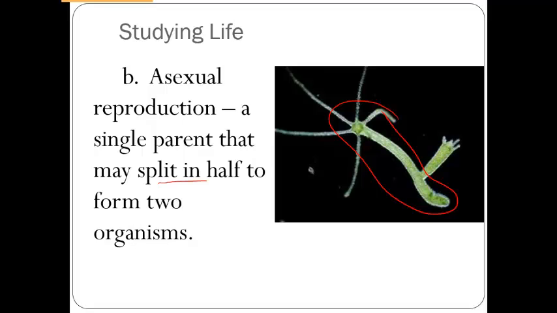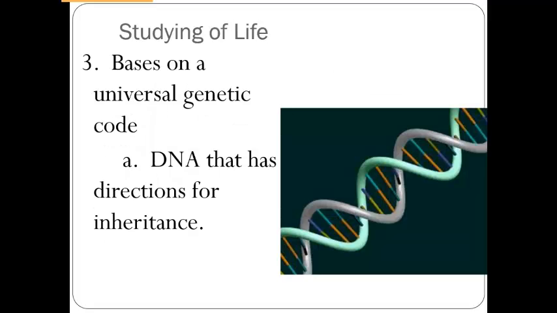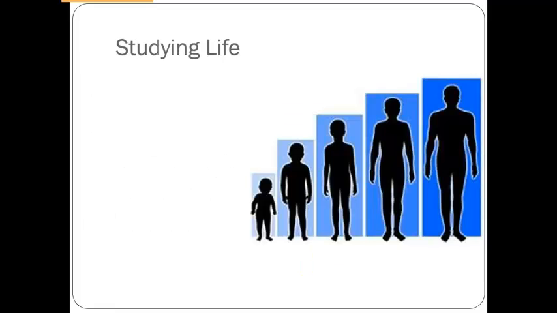The third characteristic of living things is that there's a genetic code, and the genetic code is DNA. And that DNA codes for all your inheritance. Living things have DNA, sometimes in a nucleus, sometimes not in the nucleus, but we all have DNA.